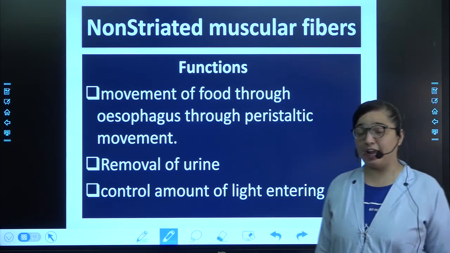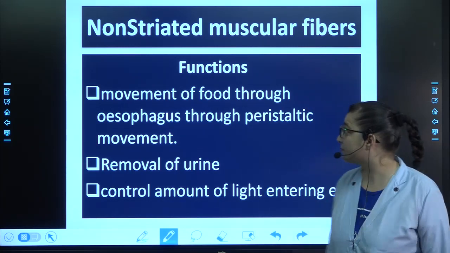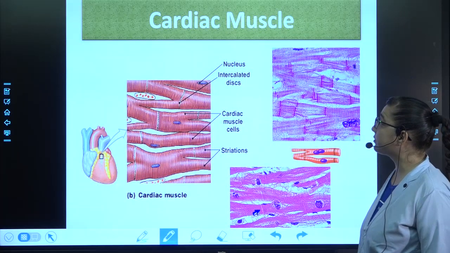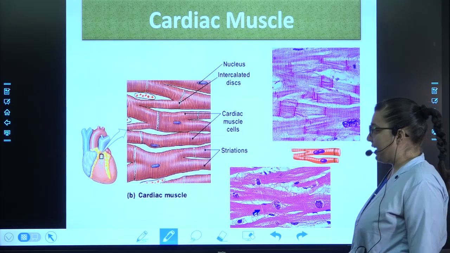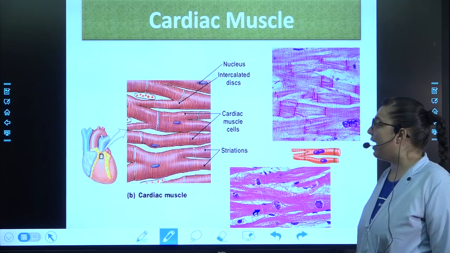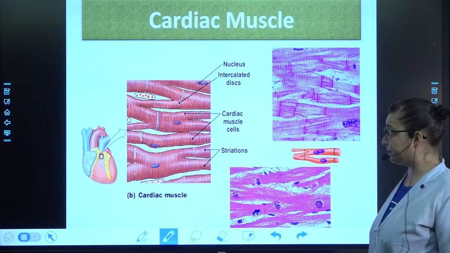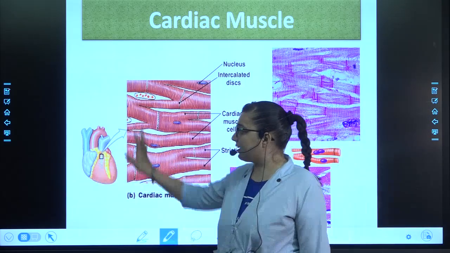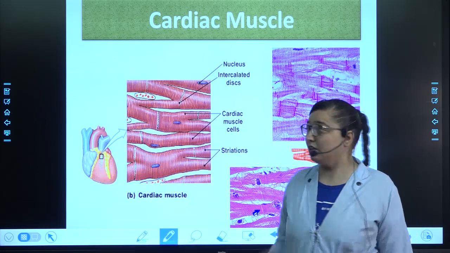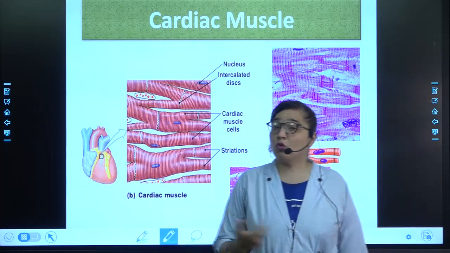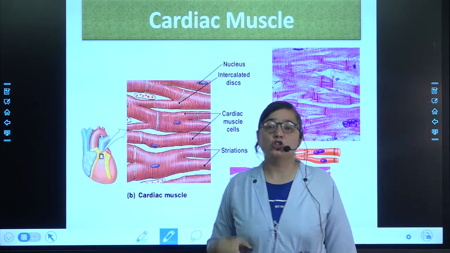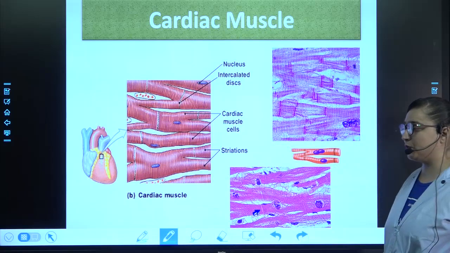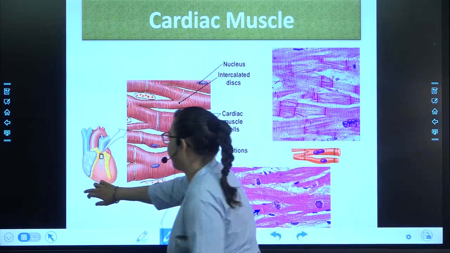Now the next particular type of tissue, which is cardiac muscular tissue. Just have a look at it. It has striations also, and observe only this figure. As the name suggests, you might have heard about a cardiac surgeon, those surgeons who deal with heart surgery. So from here only the name is coming. The cardiac muscles are those muscles which are present in the heart.